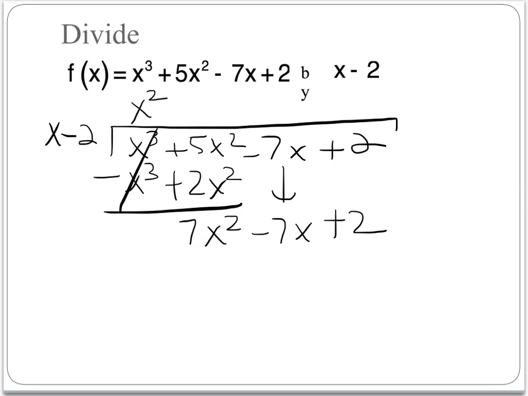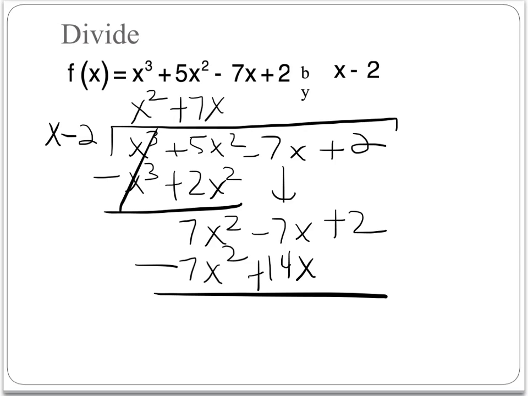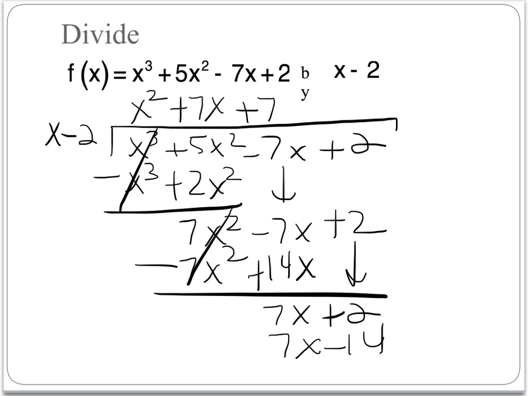So now to get 7x squared from x, I have to multiply that times positive 7x. So I get 7x squared, and 7x times negative 2 is negative 14x. Change the sign and combine them together. That's 0. Negative 7x and positive 14x is 7x, and then bring down the 2. So to get 7x, I have to multiply x times a positive 7. And I multiply it out and get 7x minus 14. Change the sign and add them together. And I end up with 16.